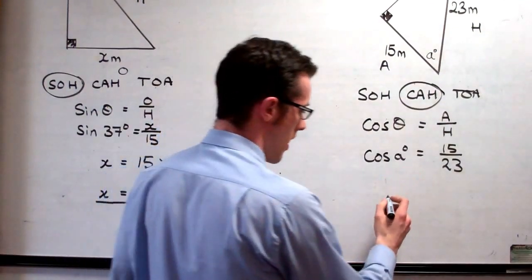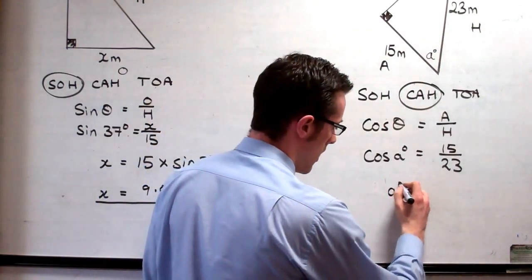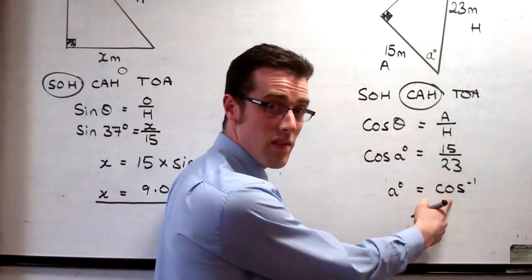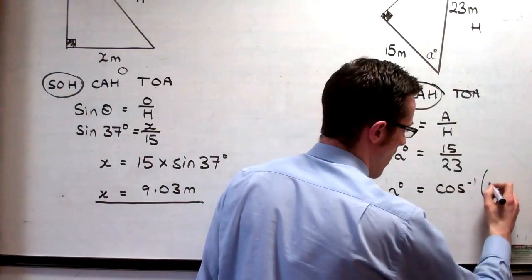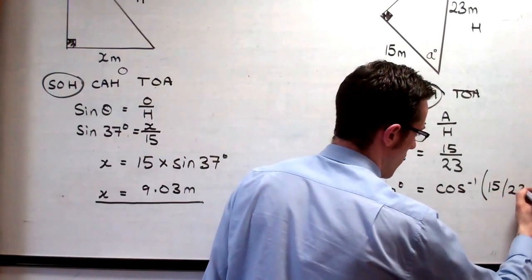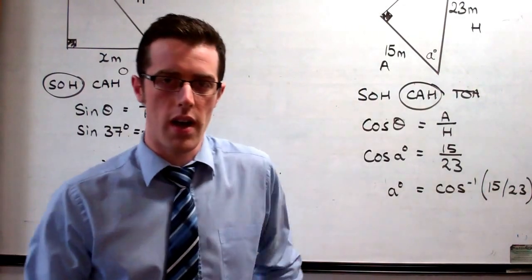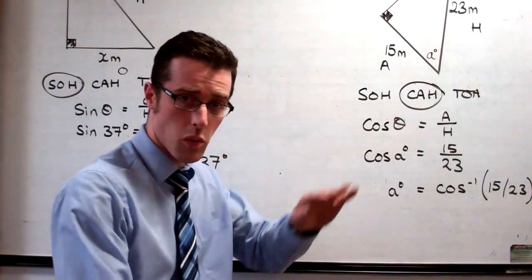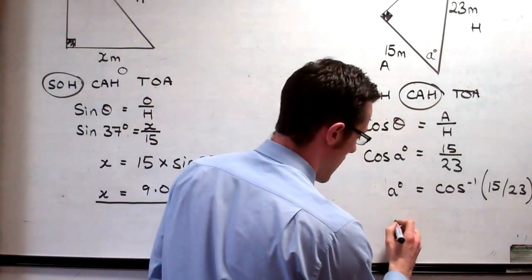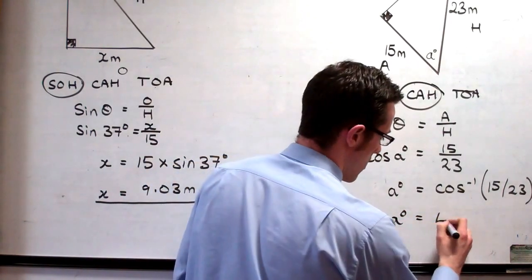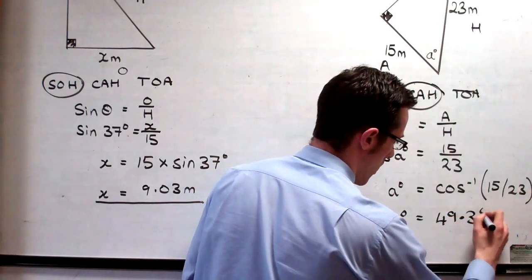Okay? So our next step, to get A, is inverse cos 15 over 23, and that's just 15 divided by 23, but I showed you that in that tutorial as well at the very end with the calculator. And the answer to that then that you should get is 49.3 degrees.